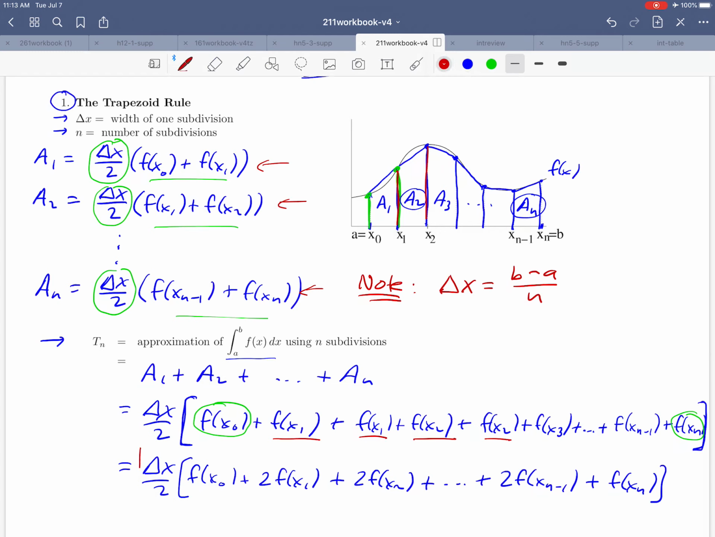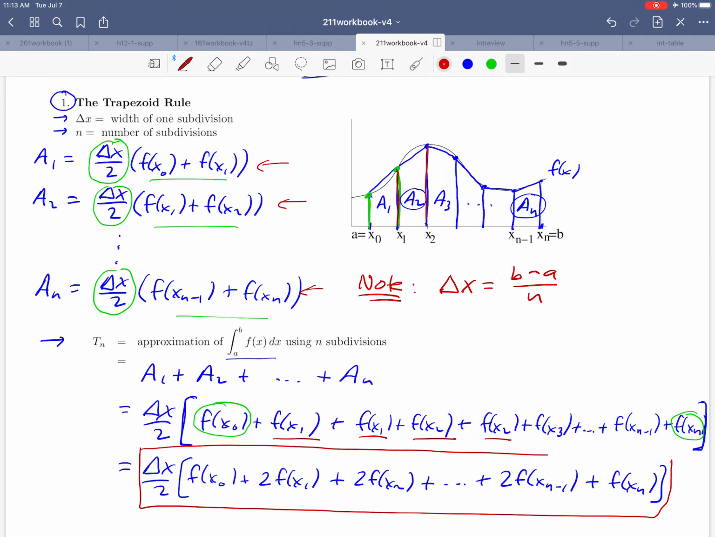Okay, and I'm going to ask you to go ahead and box in this last formula. That's what we want to remember. That's the formula that's going to give us the approximation for the integral using these trapezoids. Okay, and in a future video, we'll do an example to illustrate how we would use that formula.